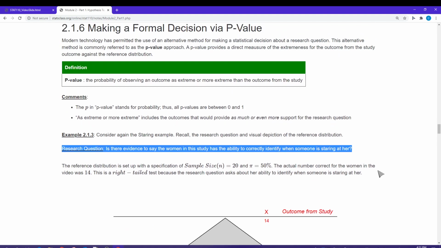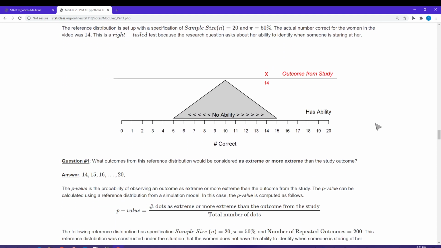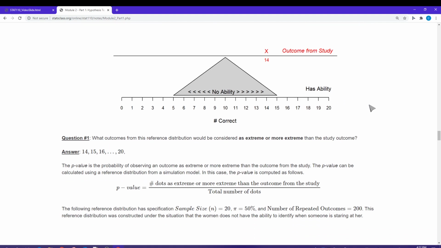The p-value is going to use values as extreme or more extreme than the study outcome that provide even more support for the research question. So to compute the p-value, what we're going to need to do is to figure out how likely is it that this woman would get 14 correct, 15 correct, 16 correct, 17, 18, 19, or 20 correct. So we go from this point right here and all the way to the right.